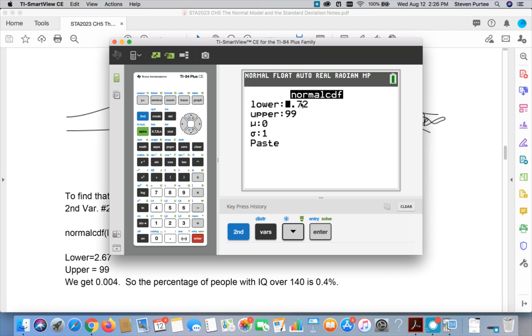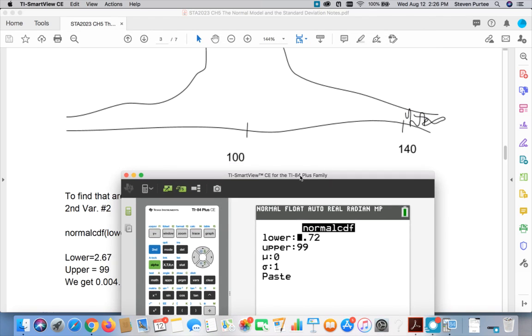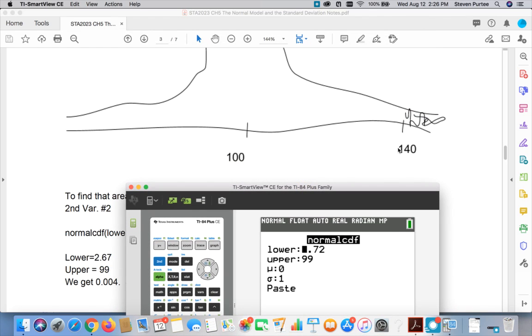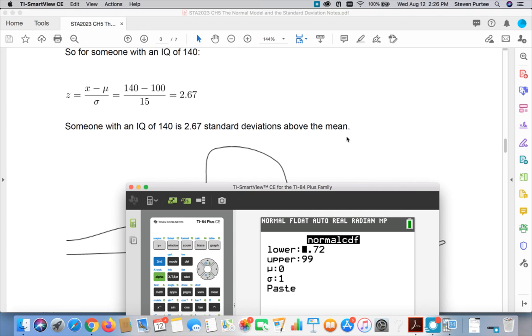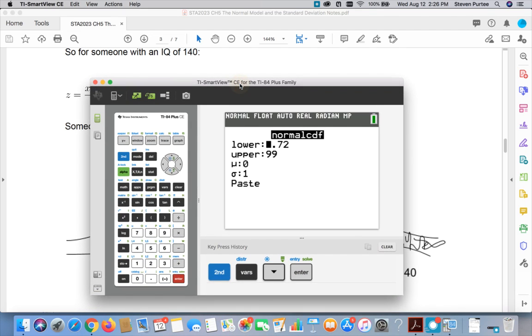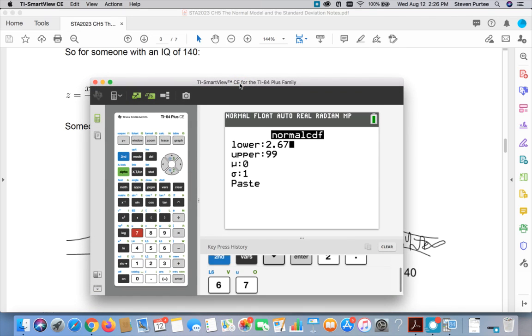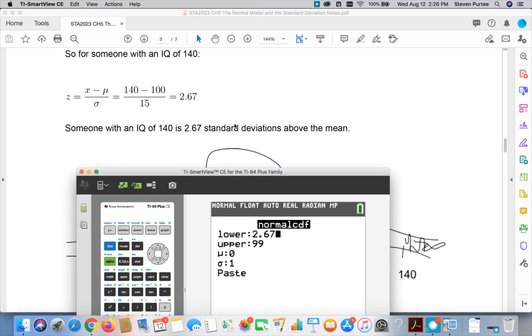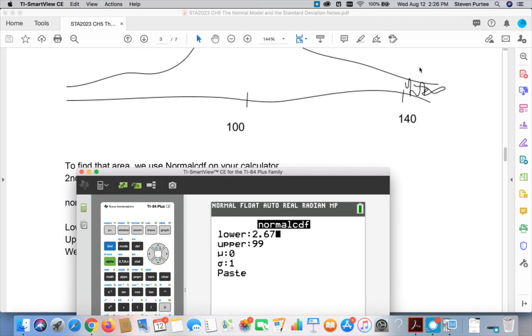I'm going to type in now my lowest z-score that I shaded and my biggest. Okay, so I want to know this guy's z-score. We always type in z-scores. We just found that. That was 2.67. So I'll type that, 2.67. And then I wanted to go everything above that. How high did I shade? How far does this graph go? This graph goes to infinity on this side and negative infinity on this side. So my upper is infinity because I shaded forever.